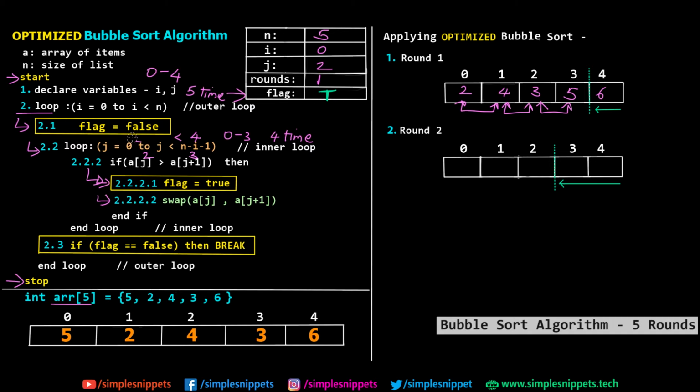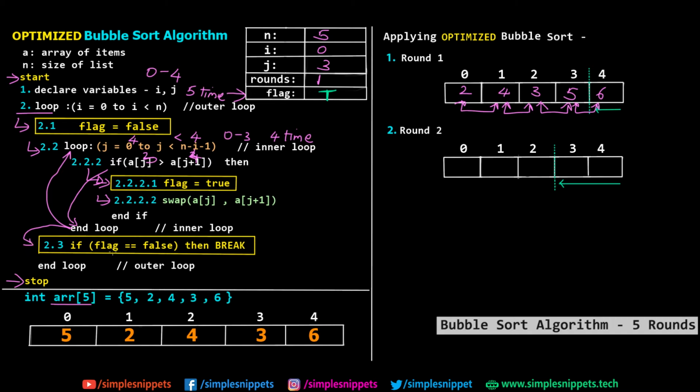J now becomes 3. Is 3 less than 4? Yes. So let's compare a of 3 and a of 4, which is 5 and 6. Is 5 greater than 6? No. So we don't go inside the if condition. We directly come at end loop again. At the start of the inner loop, j now becomes 4 and the condition becomes false because 4 is not less than 4. So we come outside this inner loop. After we come outside this inner loop, one more checking is done.